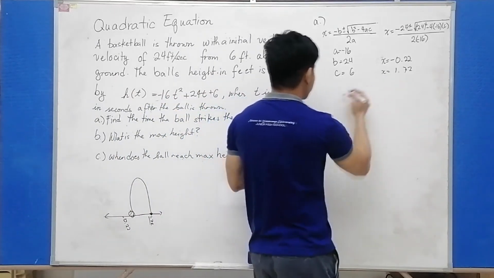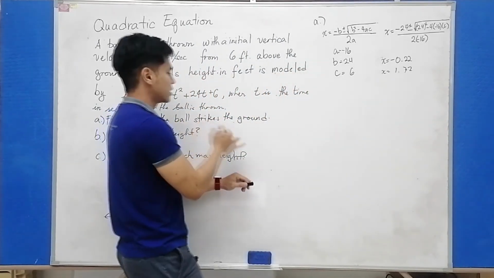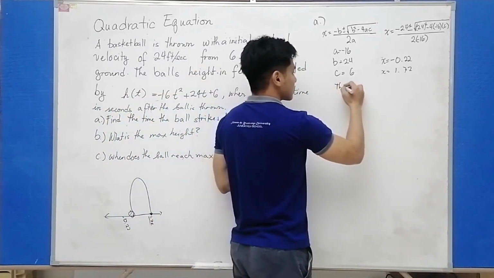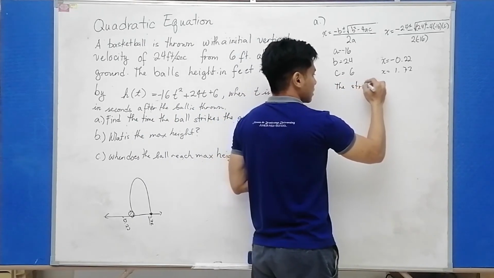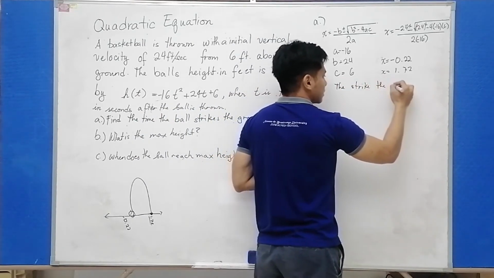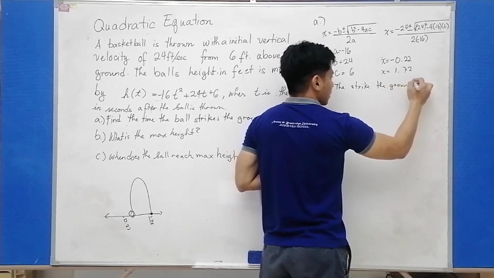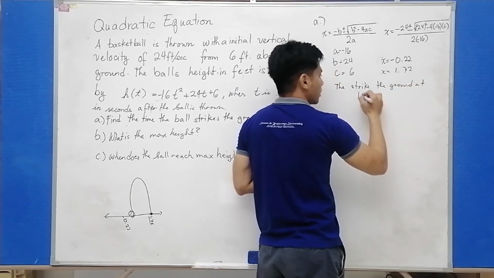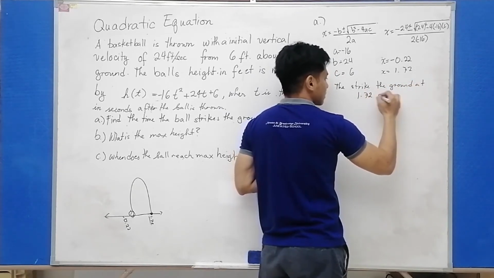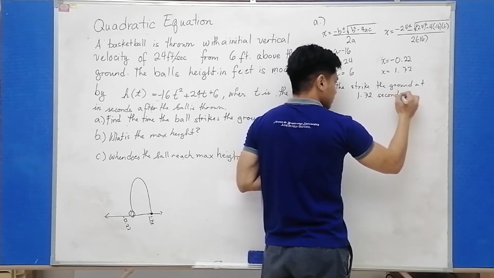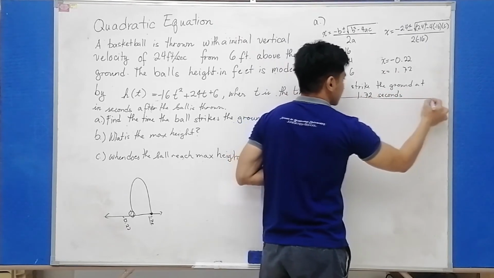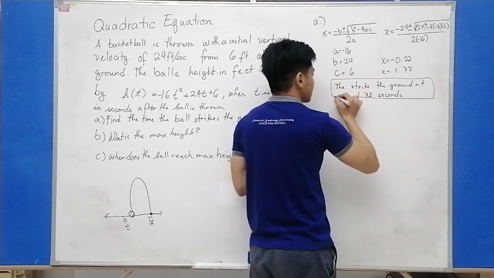So we now have the answer for the first question. The ball strikes the ground at 1.72 seconds. So that is our first answer in this problem.